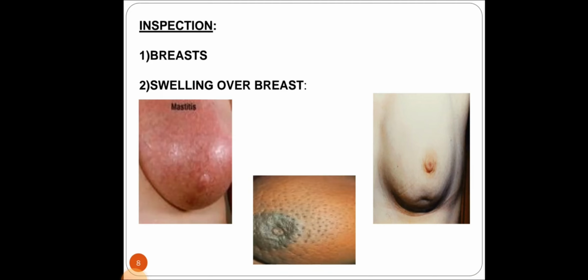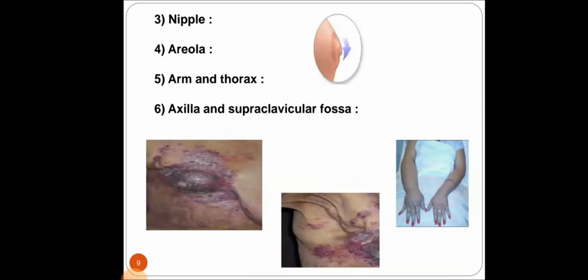Then if there are any nodules, any ulceration, any fungation, that also has to be noted on inspection regarding the swelling over the breast. So for the breast as a whole, if there is any swelling, the swelling has to be examined in detail.